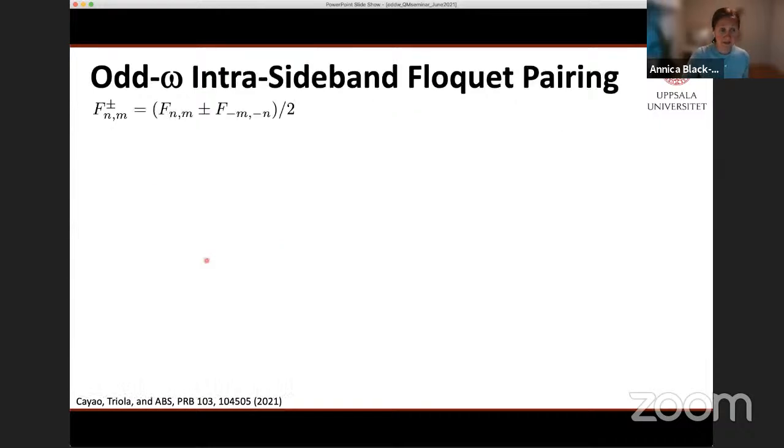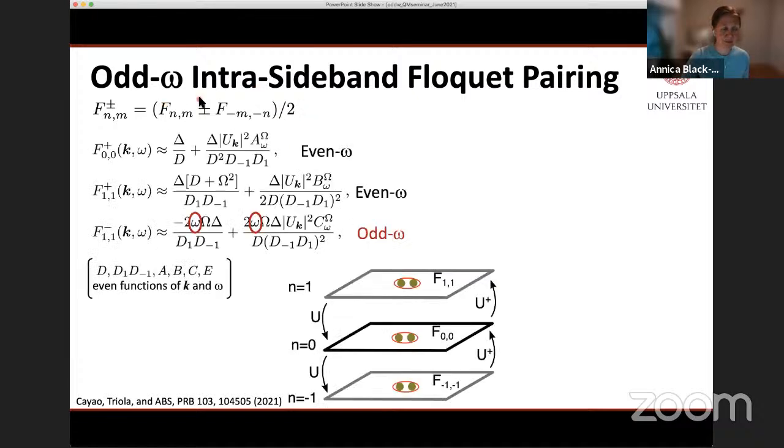So let's just see if this works. So now I'm going to look at pairing that is even and odd. So plus is even in this Floquet index, minus is the odd one. So I combine them in this way. And I looked just at intra pairing. So I'm going to pair electrons sitting in the 1, 0, 0 plane, or the 1, 1. So both electrons on the same plane.